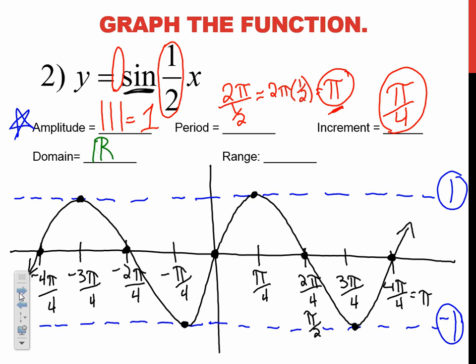Now, range represents our y value. So if we're talking about our y value, we can only go so high and so low. We have to stay within our amplitude. It can never change. So if we look at this, we can never go higher than 1 or lower than negative 1. So y has to be greater than or equal to negative 1, and y has to be less than or equal to 1.